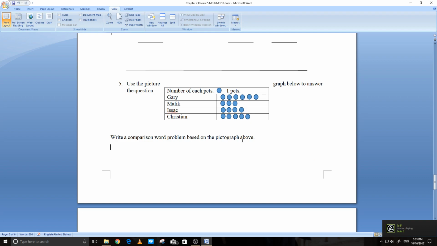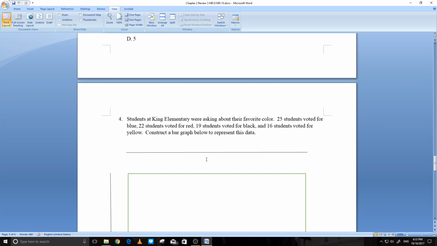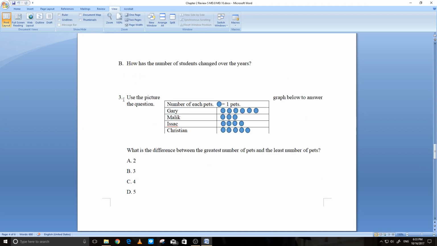A really cheap way to answer this question is to go right over here. You see this one? You just answered this question not so long ago, right? And it says, what is the difference between the greatest number of pets and the least number of pets? Did you see that? Isn't that a word problem that requires you to compare two different people's pets? Hey, there's the question right here. Writing something extremely similar to that would totally work.